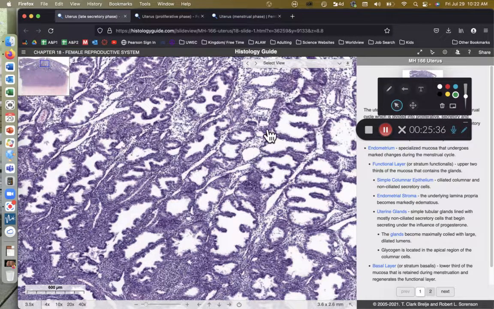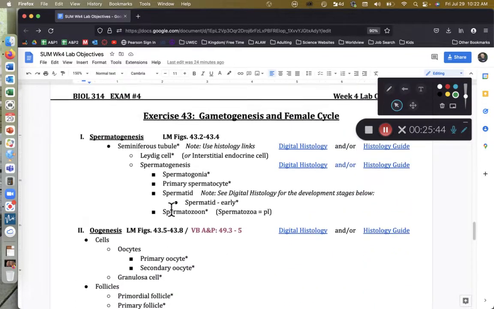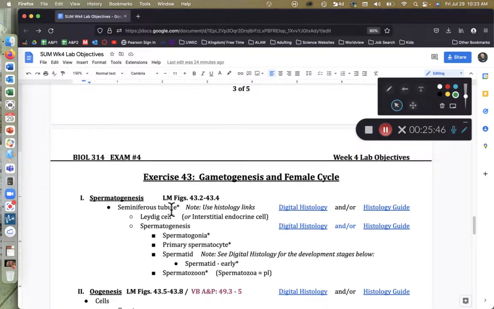So that's all we have for these phases of the menstrual or uterine cycle. And that's everything we need to cover for discussion of gametogenesis and the female cycle.